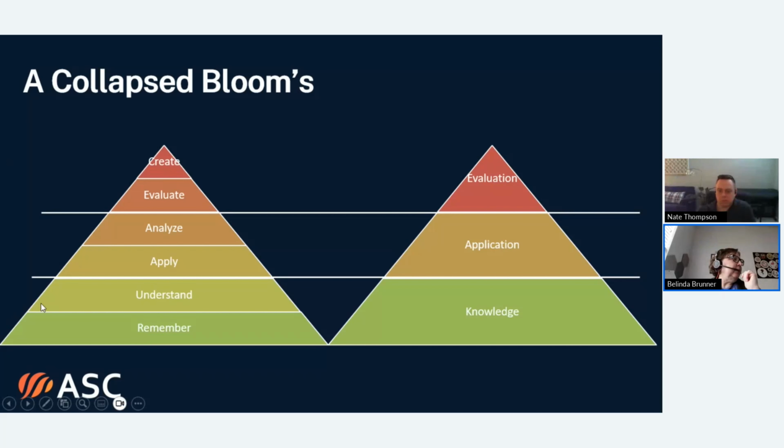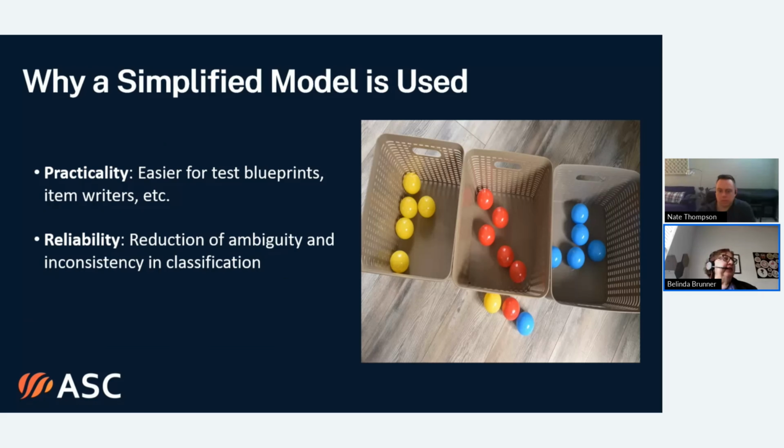So why that's done, as I already mentioned, is just practical: it's easier for blueprints, and it's easier for item writers. Also, by doing that, there may be some reduction in the ambiguity and inconsistencies of classification because it's not as granular.